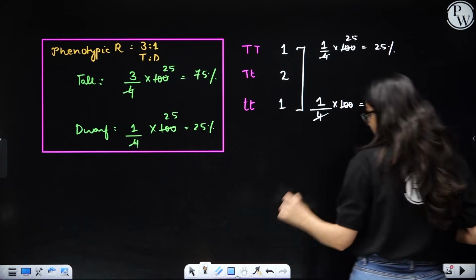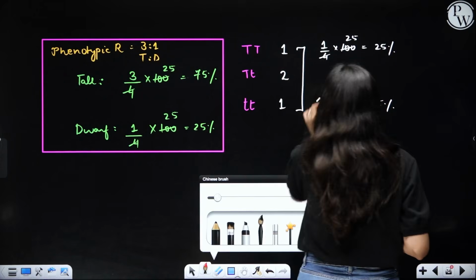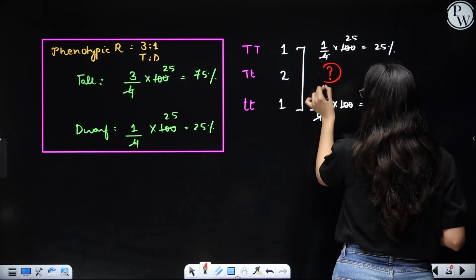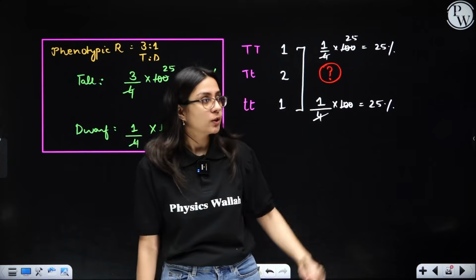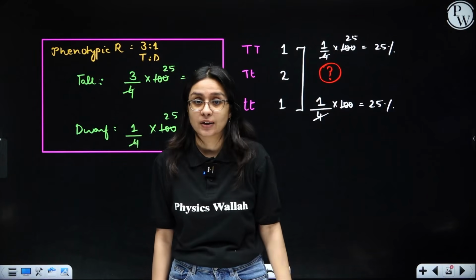And now this particular one you have to let me know in the comment section how you will calculate the percentage of heterozygous genotype in the F2 generation. Although I have made things very, very easy for you, but still you can answer them.